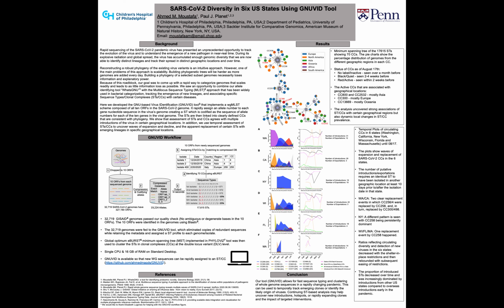In New York, a different pattern was seen, with clonal complex 258 persistently dominant across all time points. In Wisconsin, Florida, and Massachusetts, 1 replacement event by clonal complex 258 happened. Also in the right panels here, we can see ratios reflecting circulating diversity and detection of new viruses in the 6 states, which decreased with the shelter-in-place restrictions and then rebounded with the subsequent easing of restrictions.